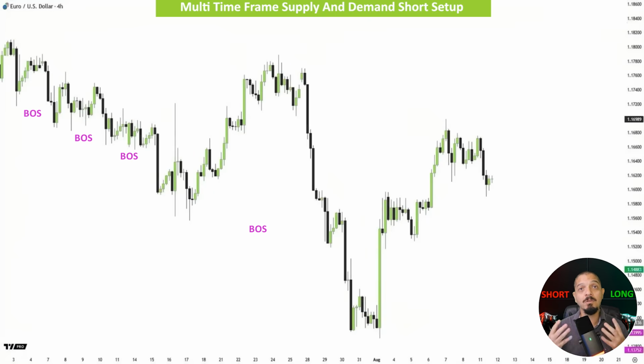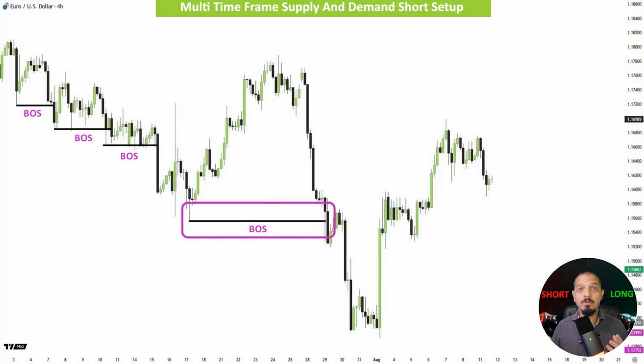Now, let us walk through this setup using a real market example to see how everything comes together. On the screen, we have the Euro-Dollar 4-hour chart. As you can see, price is in a clear and well-defined downtrend, with sellers firmly in control. The market has already produced multiple bearish breaks of structure, clearly more than 2, which confirms that the expectation remains to the downside. Because of that, our focus should be on identifying short trade opportunities. The most recent bearish break of structure is located here.